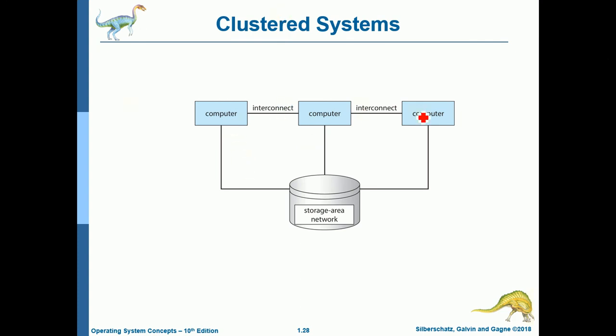So this is an illustration of the clustered system. In this example, we have 3 computers that are interconnected to each other, and they have a storage area network, or SAN, that they share with each other.